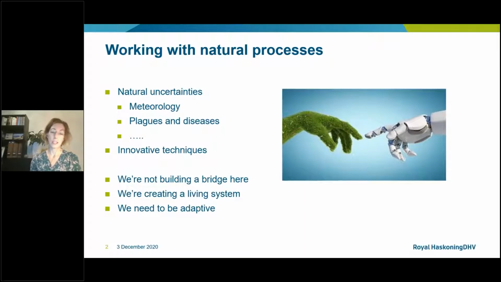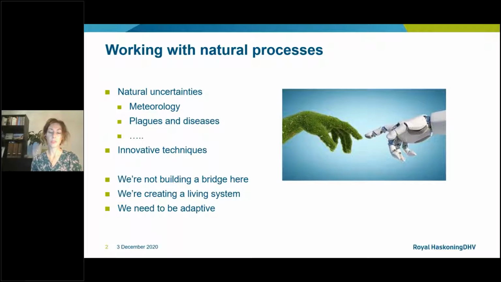Okay, so now first let's proceed on things that Ellis already mentioned, uncertainties. In all our Ecoshape projects, we are working with natural processes, and this means we have to deal with uncertainties that come with this. Natural uncertainties such as unexpected or changing meteorological circumstances like fierce storms or something like that. And we're dealing here with a living system, so there are also uncertainties linked to plagues and diseases, as Ellis already mentioned. Furthermore, our working methods are often new.